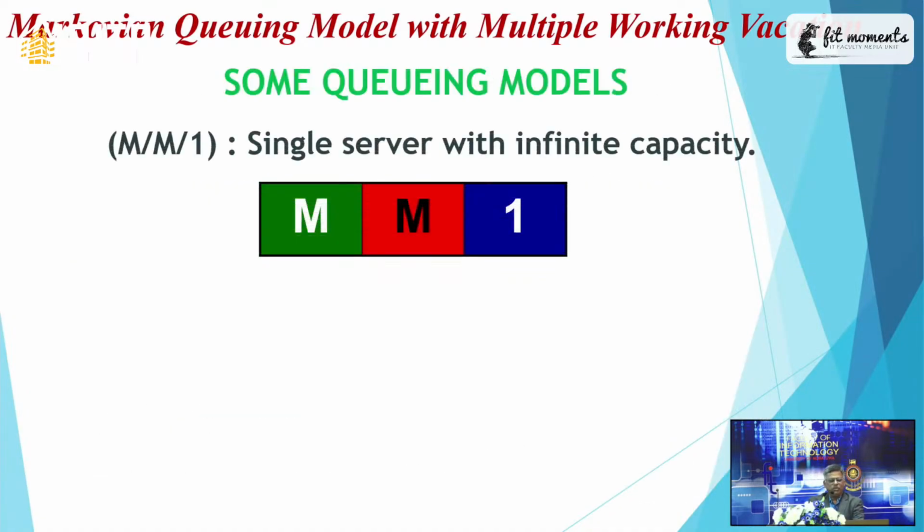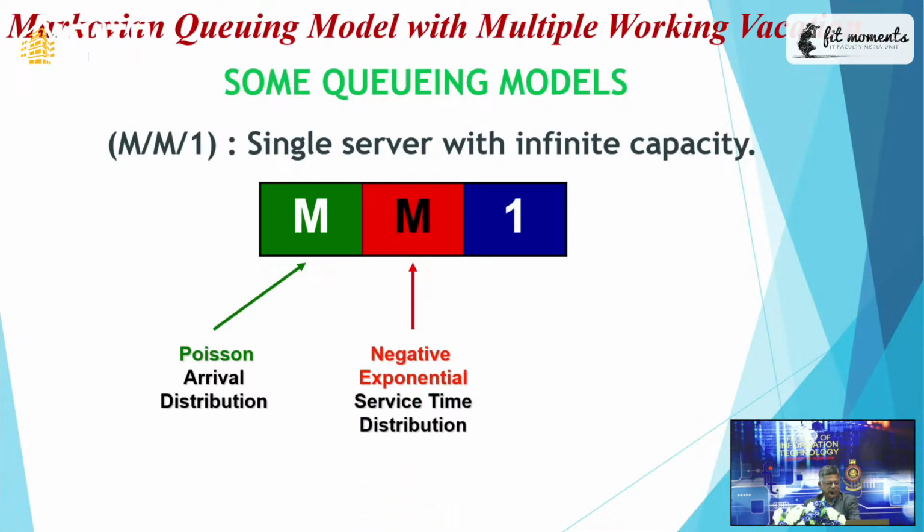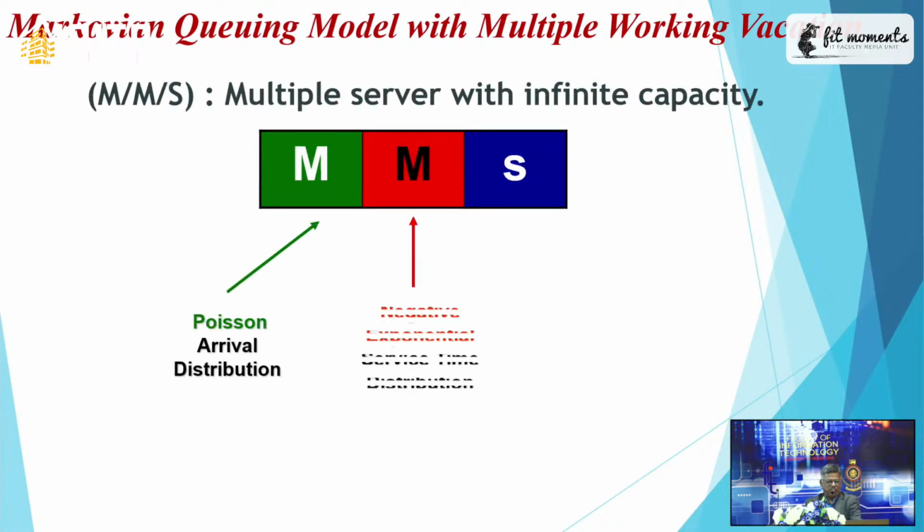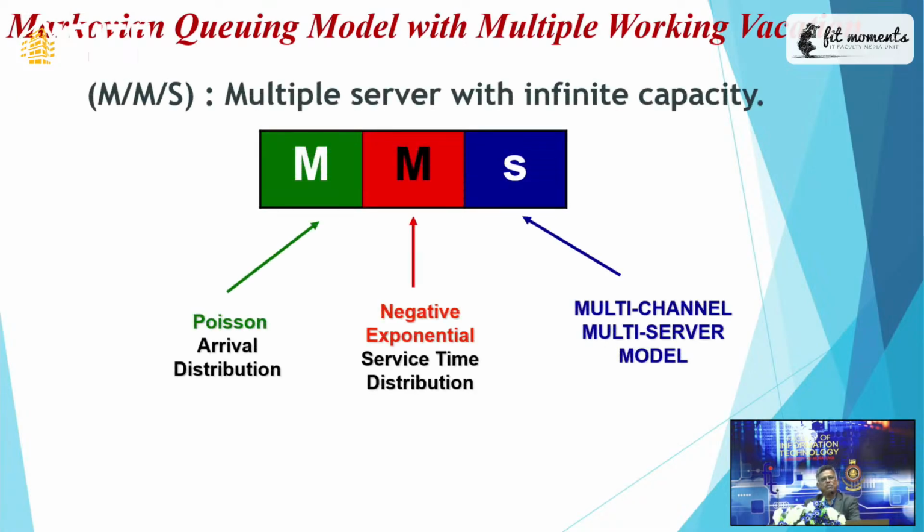This is a queuing model, M/M/1. The first M refers to Poisson arrival. The second M, negative exponential distribution. Third one, single channel, single server, is denoted that way. This is the M/M/1 queue. Next one is M/M/S queue, the same. S is multiple channels.